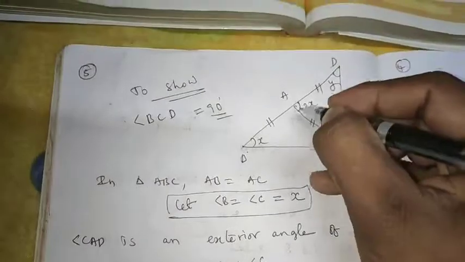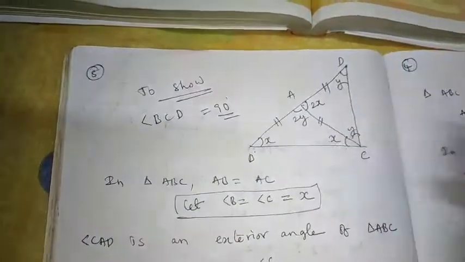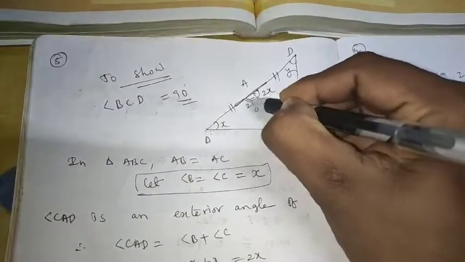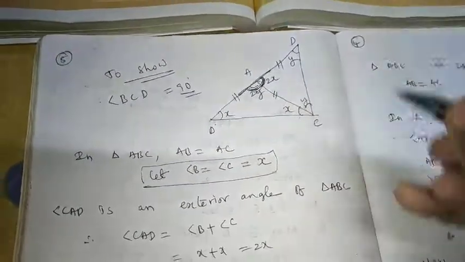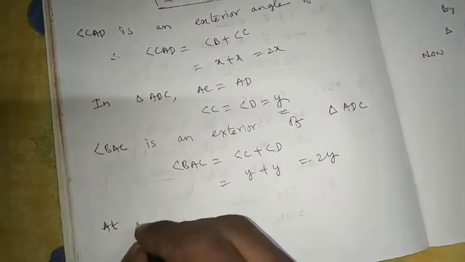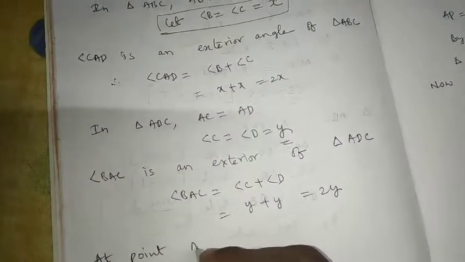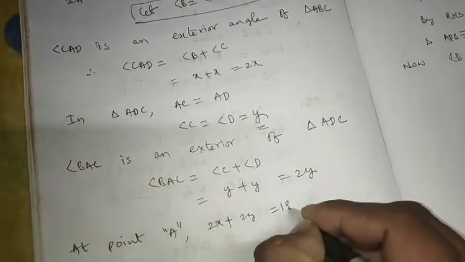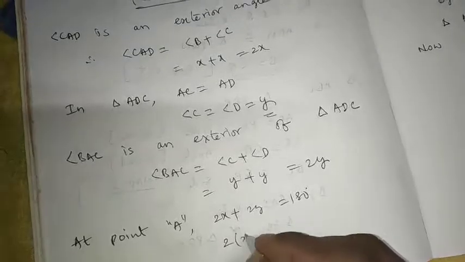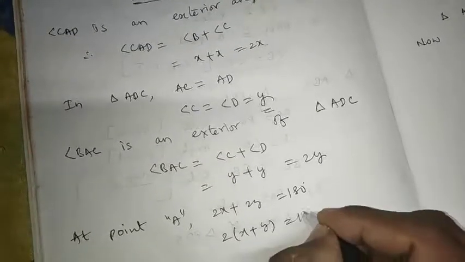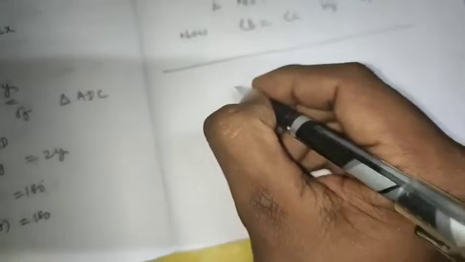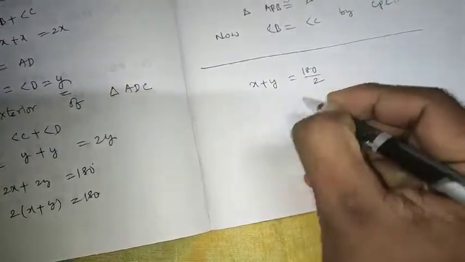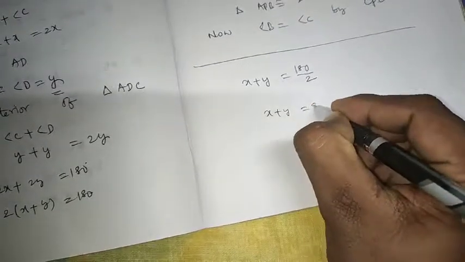Where is 2Y in the diagram? Here. Now look at beta, it is a straight line, correct? The sum of 2X and 2Y makes 180. So at point A we write 2X plus 2Y is equal to 180, and taking 2 common, we write 2 times (X plus Y) is equal to 180. When the 2 moves across, it divides, so X plus Y is equal to 90 degrees.